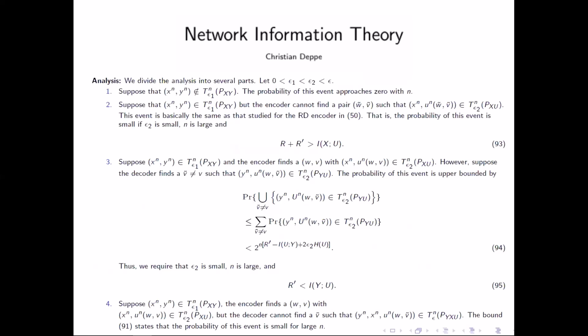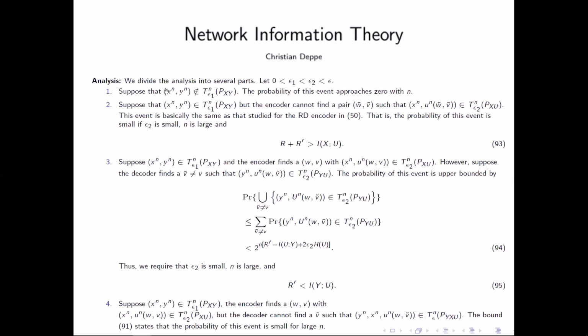Now we want to analyze our coding strategy. So we have to show again, if we are successful, then the distortion is smaller than d, the expected distortion. And if we are not successful, then the probability of error goes to 0 if n goes to infinity.